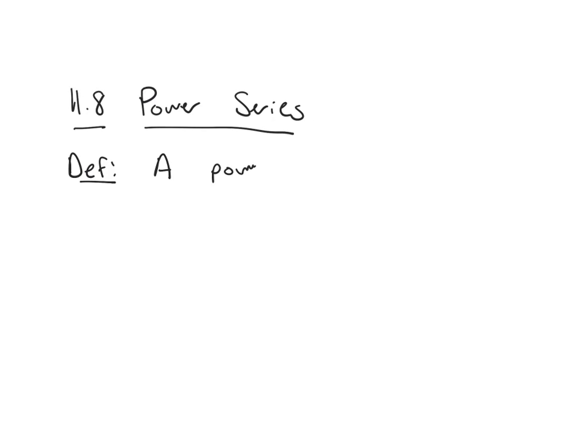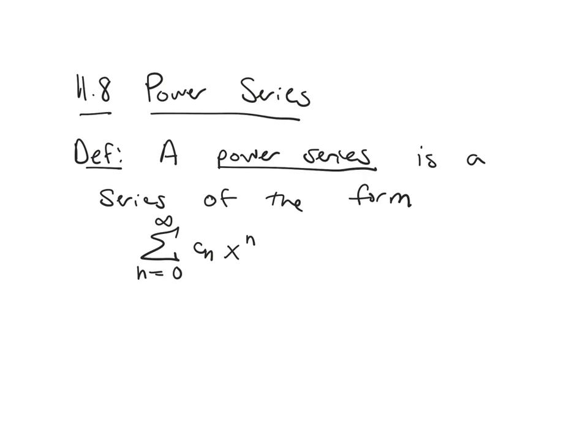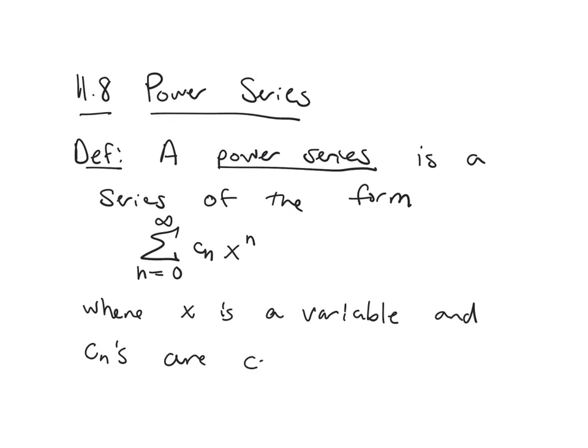A power series is a series of the form C sub n x to the n, where x is a variable and the C_n's are constants called coefficients of the series.